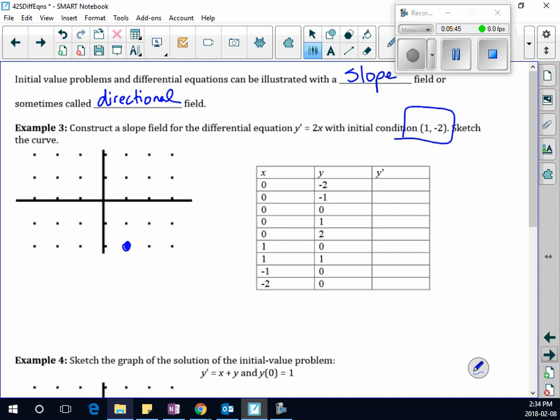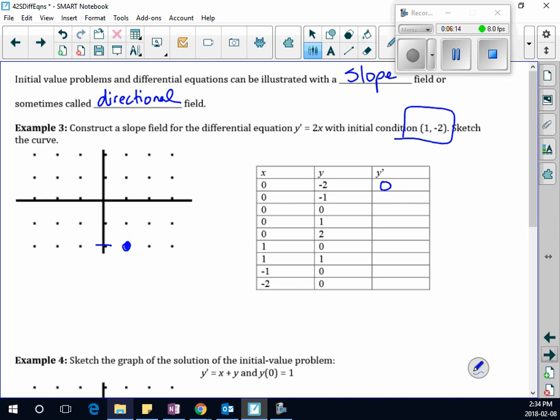Okay, so now we're going to be plugging this in. 0 goes in for x there, and what do we get y prime to be? 0. So this is how it works. At the coordinate (0, -2), we're going to draw a little tick that represents a slope of 0. Okay, so at (0, -2), which is right there, a slope of 0 is like that.